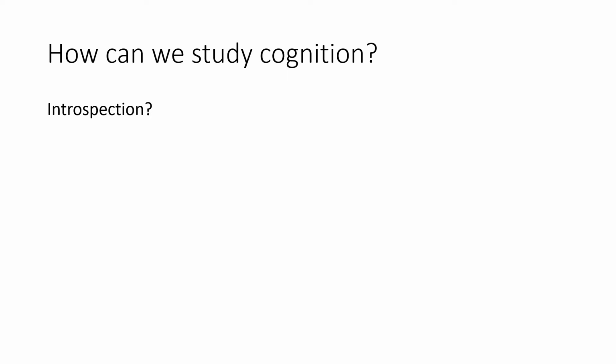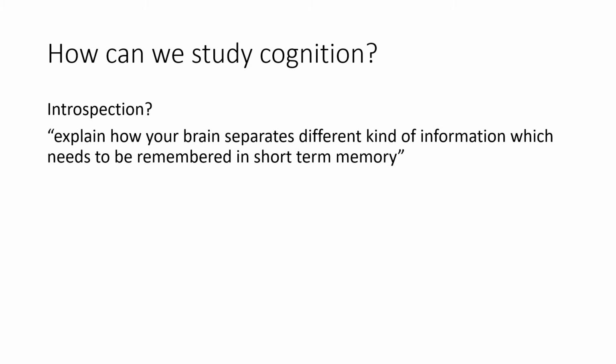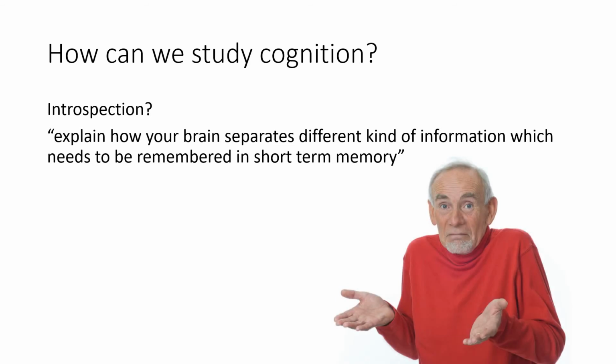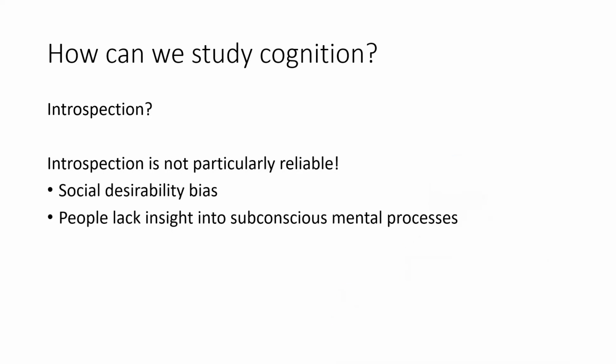Alternatively, we could ask people to directly explain how they're processing information. Explain how your brain separates different kinds of information which need to be remembered in short-term memory. However, this is going to present another barrier because most people don't have insight into how their brain actually processes information on a subconscious level. So introspection is not particularly reliable.